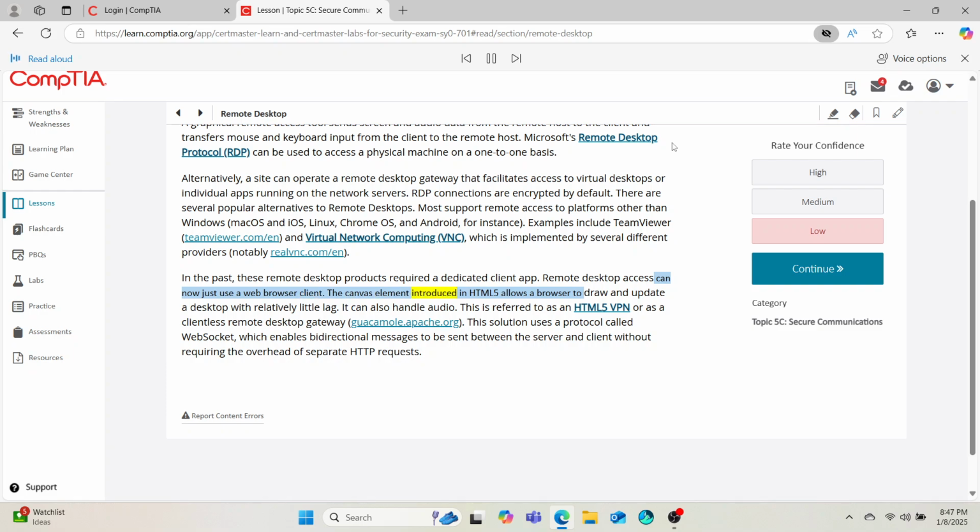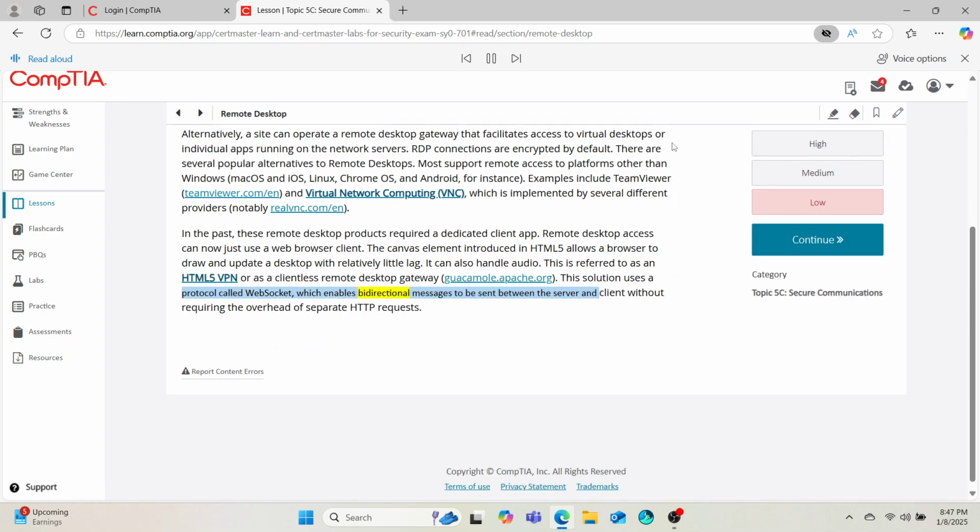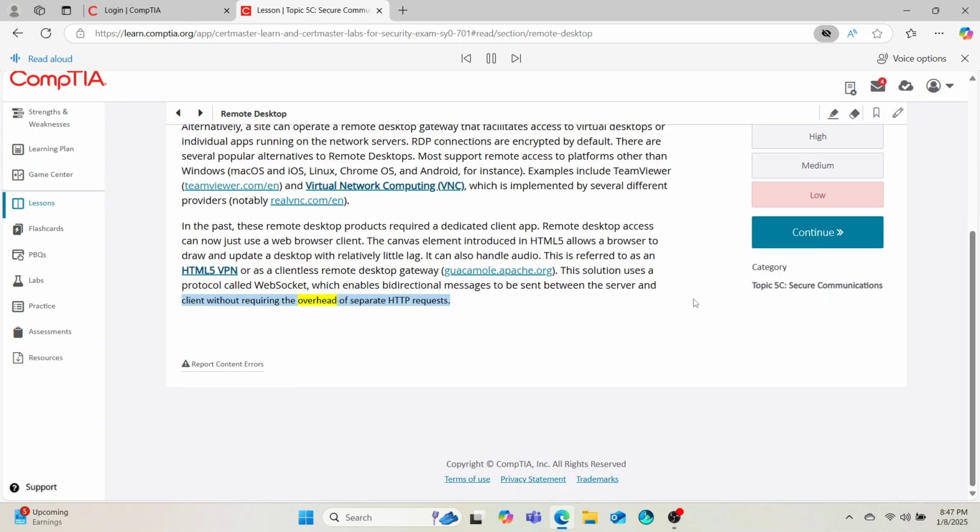The Canvas element introduced in HTML5 allows a browser to draw and update a desktop with relatively little lag. It can also handle audio. This is referred to as an HTML5 VPN or as a clientless remote desktop gateway, Guacamole, Apache.org. This solution uses a protocol called WebSocket, which enables bidirectional messages to be sent between the server and client without requiring the overhead of separate HTTP requests.